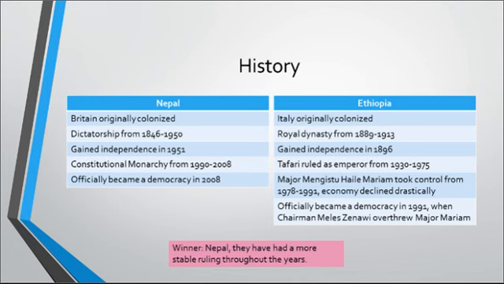Tafari was crowned emperor in 1930 and ruled until 1975 when he was strangled. 3 years of chaos then emerged, and Major Mengistu Haile Mariam took control. The economy then declined. In 1991, Chairman Meles Zenawi took over and turned Ethiopia into a democracy.